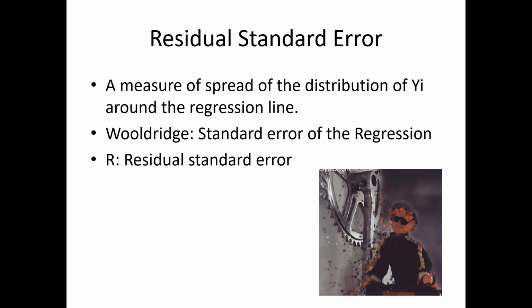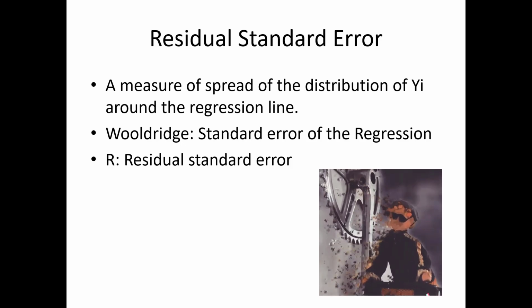Now we need to think about residual standard error. This is a measure of the spread of the distribution of y_i around the regression line, or around that predicted line. There's a lot of confusing terminology around this concept. Wooldridge, the text, calls it standard error of the regression. R calls it residual standard error. Some other texts call it root mean square error. But they all mean a measure of the spread of the distribution of y_i around the regression line, or around the y predicted.